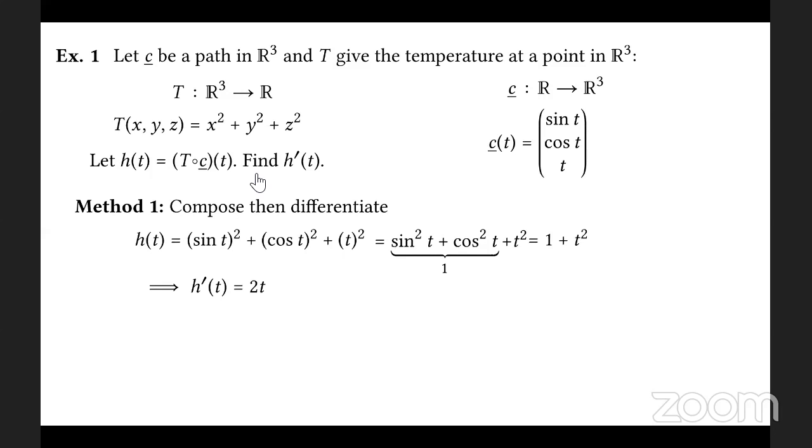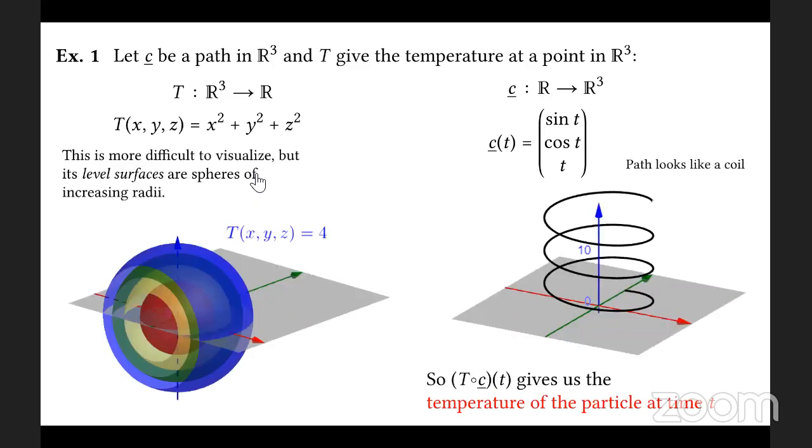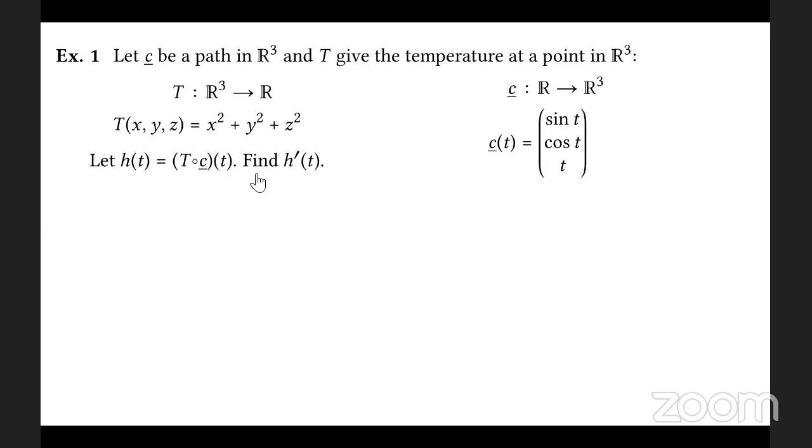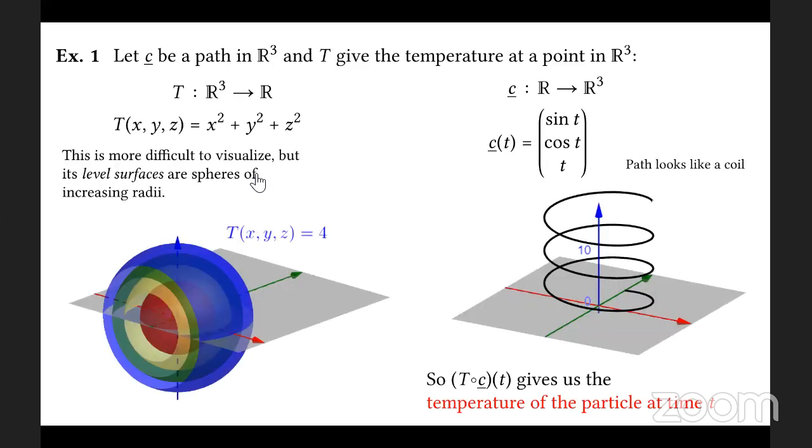H prime of T would be the rate of change. So let's look at what H means again. I'm calling T composed C H. Here T composed C gives us the temperature of the particle at time T, right? So that derivative would just be the rate of change of that, the rate of change of the temperature of the particle at time T. So if you're the particle, at what rate is your temperature increasing or decreasing? At what rate is your temperature changing at time T?